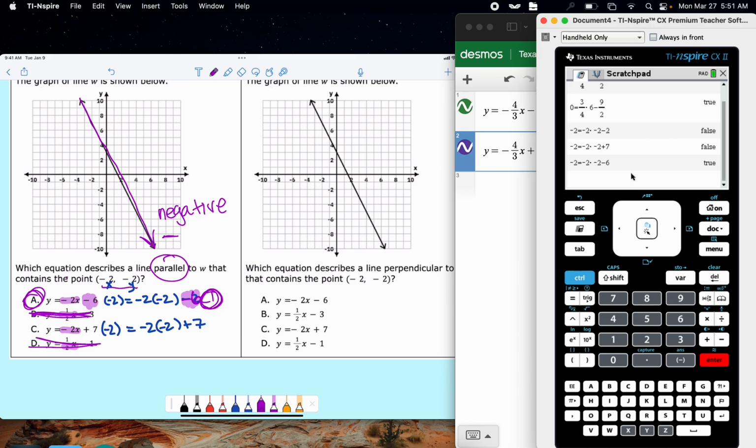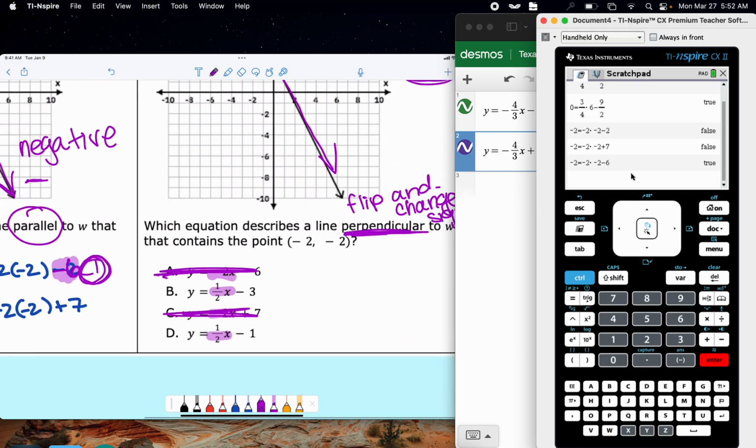But anyways, next one is same question, but we're looking for perpendicular. Remember, perpendicular means you flip and change sign. This is important. Flip and change sign. So I know my slope is negative. If we're changing the sign, it goes from negative to positive. So looking at all of our slopes, our only two positive slopes are B and D. So get rid of A and C because we're looking for positive.